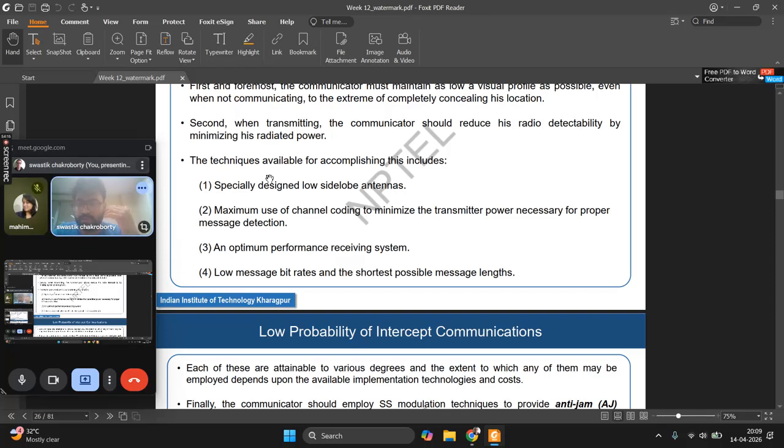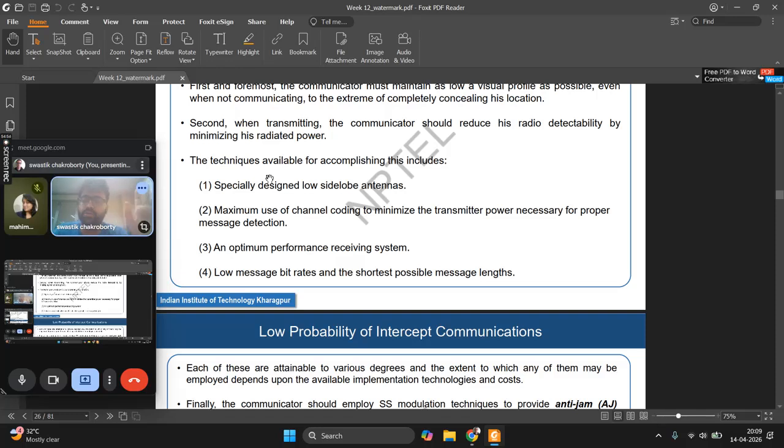Even to this day, when the world has moved on to 5G and is going towards 6G, the military proudly uses spread spectrum, which we stopped using in 3G, because their objectives are different from ours. Similarly, like I said, low message bitrate and shortest possible message lengths. You do not need an entire essay. You just need 4 or 5 words to get transmitted, and that will be good enough as your instructions from headquarters.